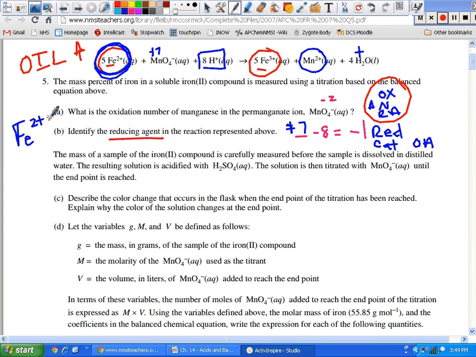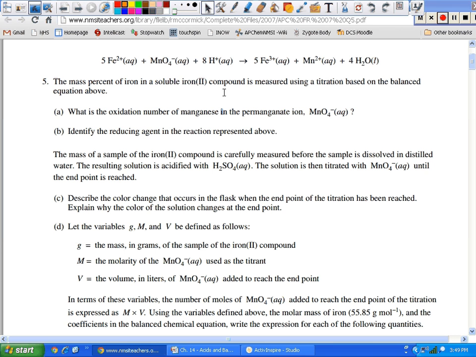Okay? Now, I know C talks about color change, and we haven't really talked about color change a whole lot. The mass of the iron 2 compound is carefully measured before a sample is dissolved in distilled water. The resulting solution is acidified. The solution is titrated with permanganate until the endpoint is reached. Now, here's the deal. Permanganate is extremely this color.